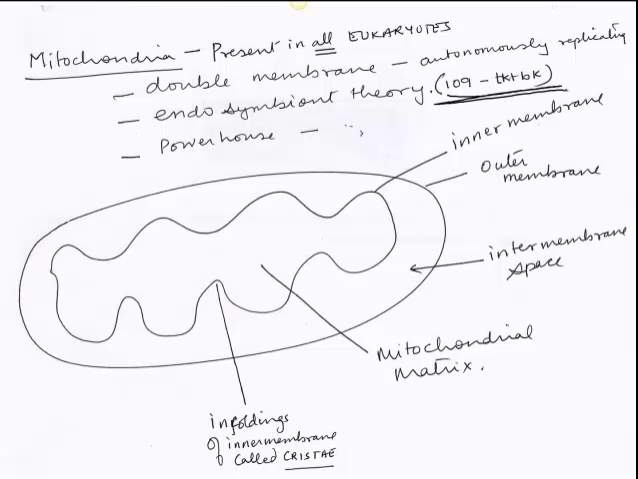The way it looks is the outer membrane. This is the outer membrane. This is the inner membrane. And this is the intermembrane space. This is the mitochondrial matrix. The infoldings of the inner membrane are called cristae.